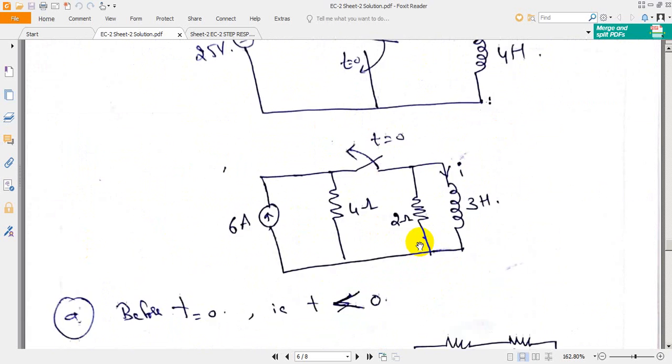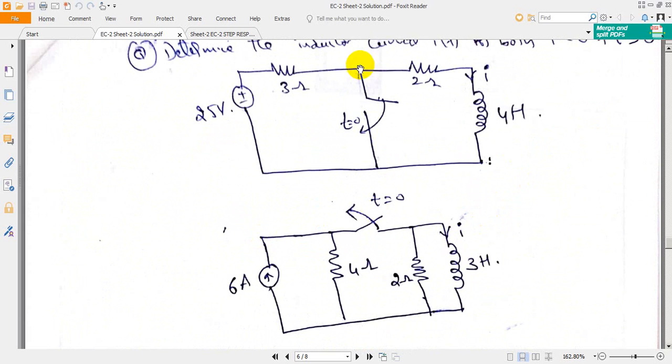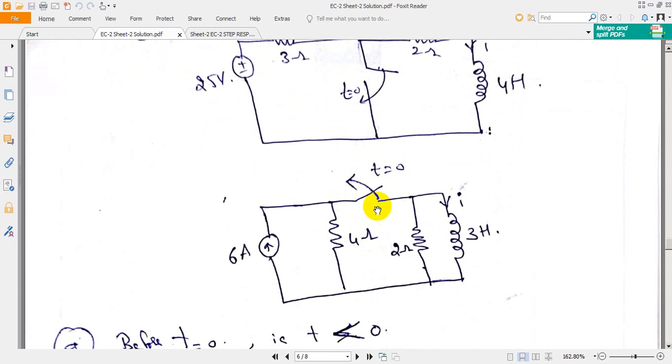Coming to the second circuit, before t is equal to 0, the inductor acts as a short circuit. Before t is equal to 0, the current which is flowing is initially connected, and it is short circuited. When it is short circuited, whatever current is coming flows through the low resistance path. It does not have any resistance. The resistance is 0, so whatever current is present here will flow through this. If you check with current division also, you will get the same thing.